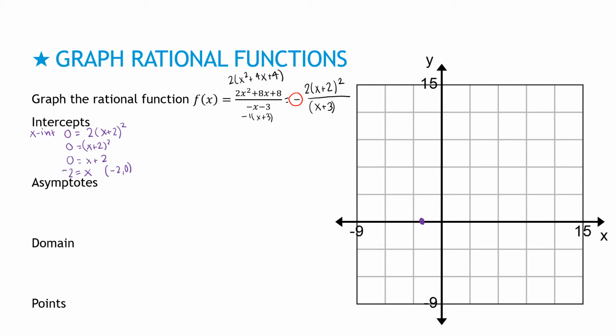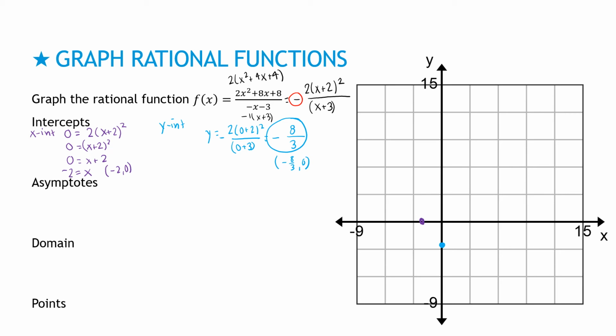My other intercept is the y-intercept, which happens when I take 0 and plug it in for x. So 2 times 0 plus 2 quantity squared over, keep the negative out front, and then 0 plus 3. So what happens? I got my negative out front, 2 times 2 squared on the top, that's 8. 0 plus 3 is 3. So negative 8/3 on the y, real close to negative 3, but not quite. So that's where I am so far. Again, keep in mind that's the point (0, -8/3).